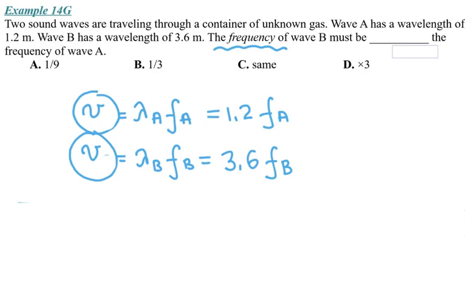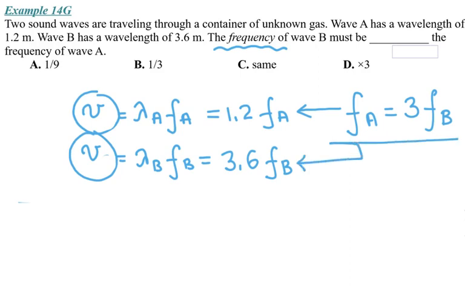So if the velocity is the same, to compensate, your frequency A has to be 3 times the frequency of B to give you the same velocity for both of them. So if this number is 3 times smaller and this one is 3 times bigger, to give the same velocity, your A has to be 3 times B, or B has to be 1/3 of A.